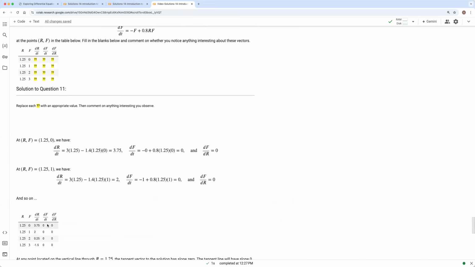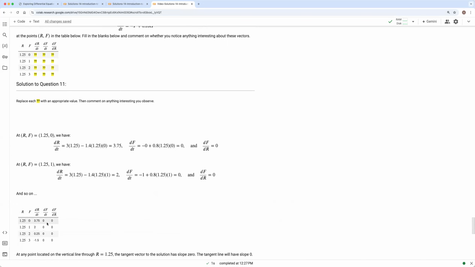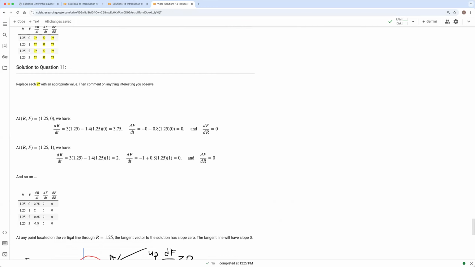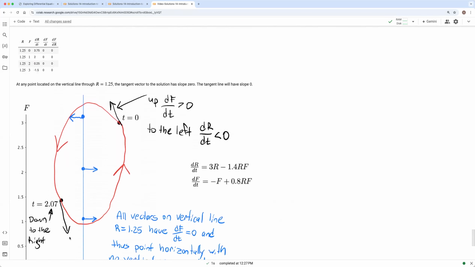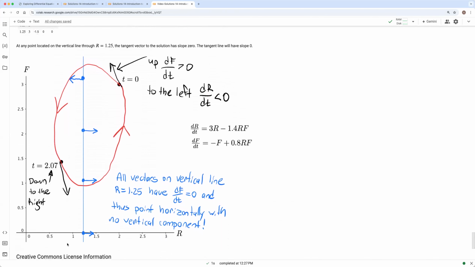And what you should observe is that for any point located on that vertical line in the phase plane at r equals 1.25, the value of df dt is going to be 0. So that tells me all of those vectors are going to have no vertical component. Some of them are pointing to the left. Some of them might be pointing to the right. Some of them might be equilibrium points, but they're all going to have no vertical component. So what that might look like is something like I've drawn down here below.